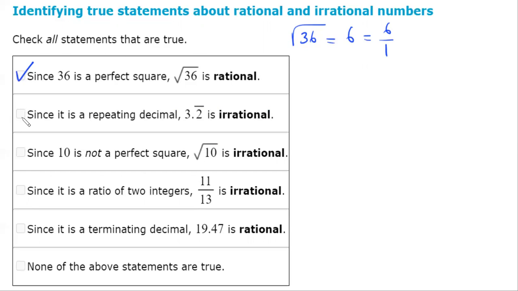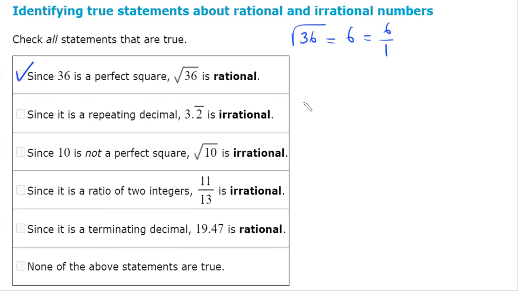That means this is correct. And let's look at this. Since it is a repeating decimal, 3.2 is irrational. No, it is not correct. Let's remember, all the repeating decimals are rational numbers.